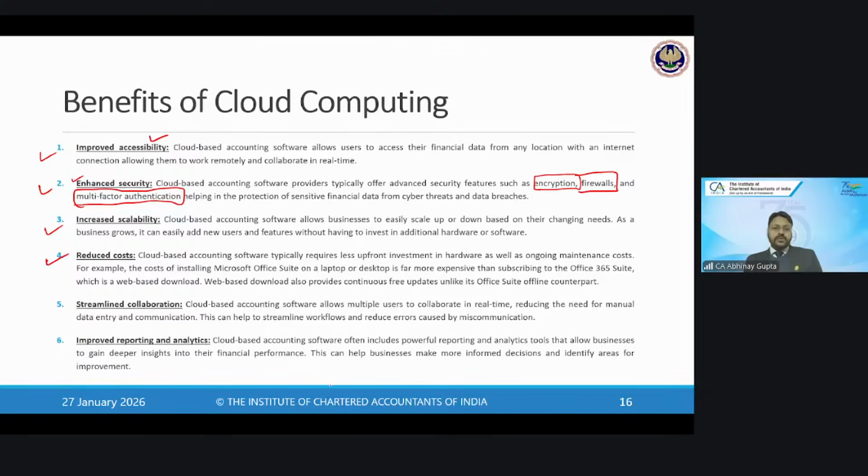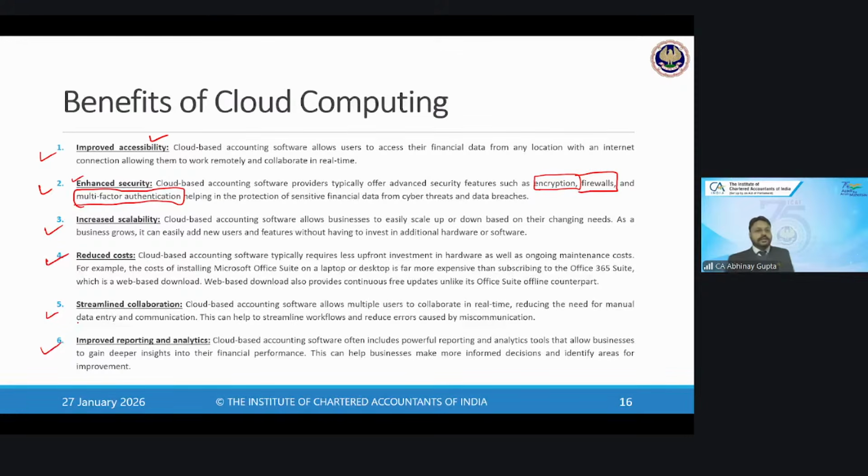And for the server room, AC is also a mandatory thing which needs to run 24 hours. So AC cost will be saved and the IT team cost will be saved. Streamlined collaboration and improved reporting and analytics.